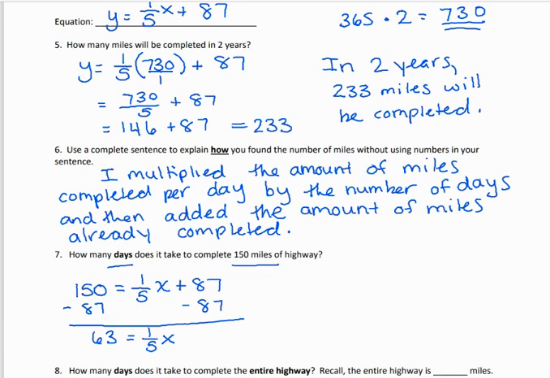Now, how do I get rid of that 1/5 x? What do we use? What's that vocab word, Alex? Well, we multiply, good, by the reciprocal. Yes, very good. So we're going to multiply by the reciprocal of 1/5, which is 5, or 5/1 if you prefer. So we'll do that to both sides, and 5 times 63 gives me x equals 315.